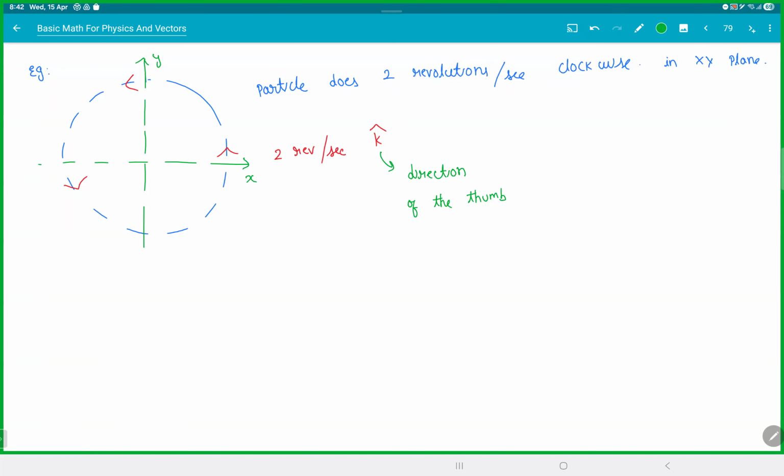Look at your fan. If the fan is rotating, can you tell me what's the direction of your fan? Let's say your fan is doing 10 revolutions per second. How will you define the direction? So if your fan is rotating like this, right? Again, same thing. You put your fingers in that and rotate it down.